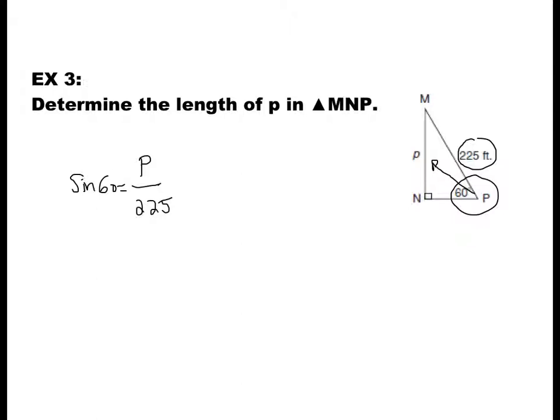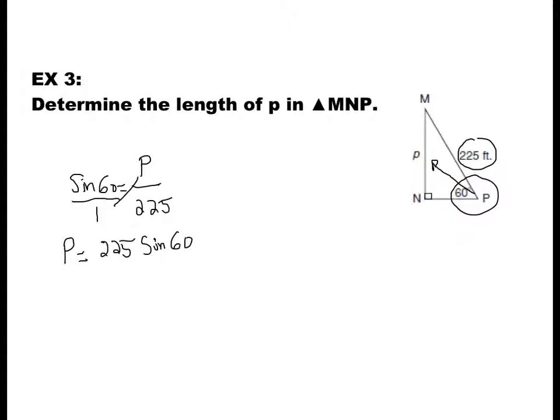Now, if you remember the reviews, we have to solve this linear equation in P. Remember that the denominator of sine 60 is 1, so I can crisscross. So I can say P times 1, which is P, is equal to 225 sine 60. Now, using your calculator, you can find 225 times sine 60. But before you do that, make sure your calculator is set to degrees.